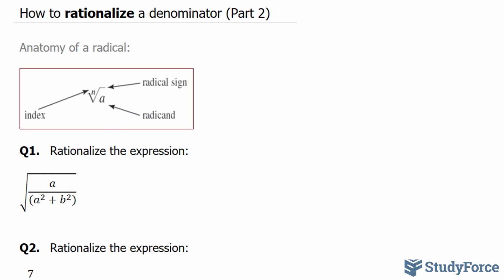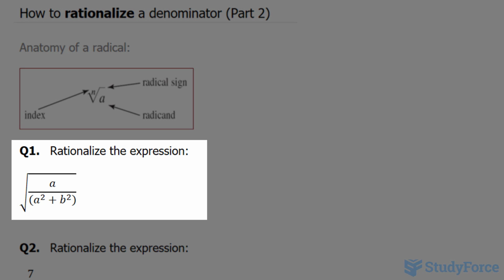In this video, I'll show you how to rationalize a denominator. This is part 2. Remember, the whole purpose of rationalizing a denominator is so that we have an expression that does not contain a radical in the denominator position. Starting off with question 1, we have the square root of this quotient.